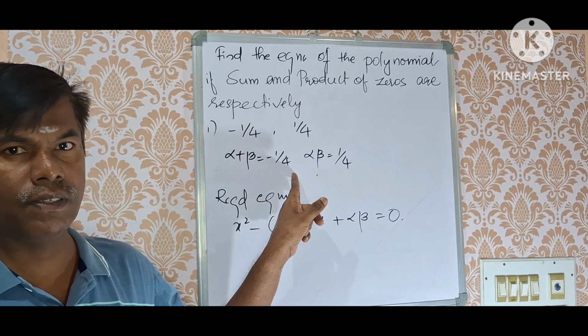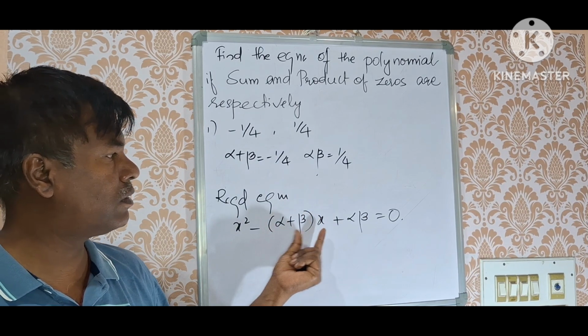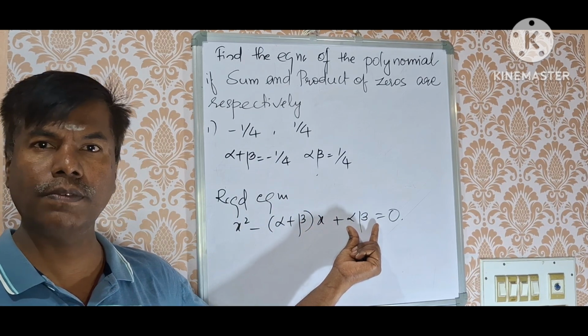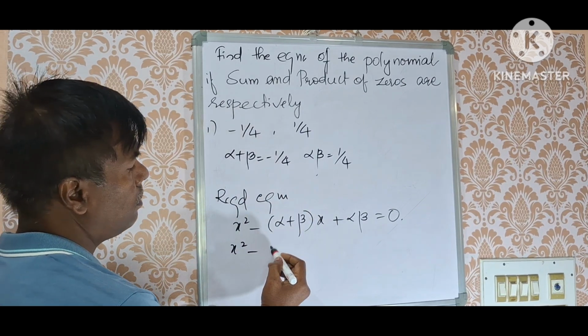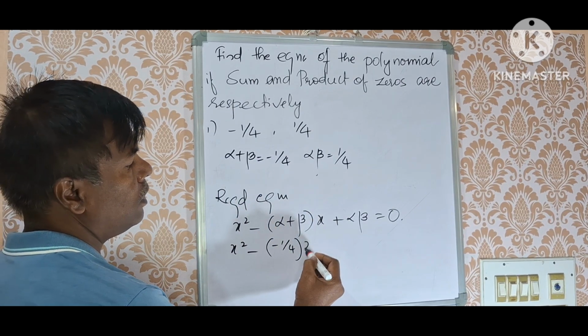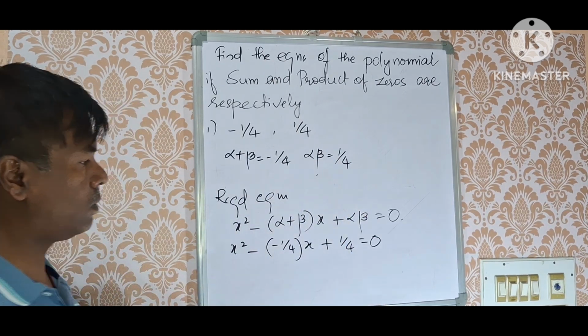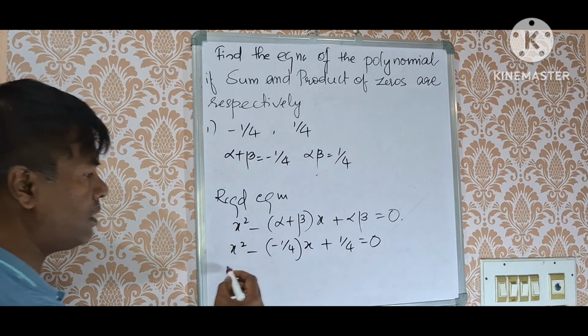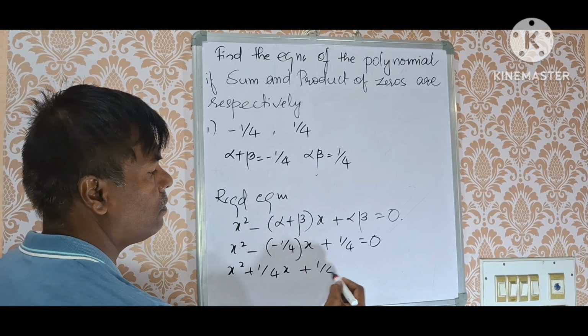The required quadratic equation will be of the form x square minus sum of zeros into x plus the product of zeros. So this is x square. What is the sum of zeros? Minus 1 by 4 into x. What is the product of zeros? 1 by 4 equals 0. This is minus into minus plus, so x square plus 1 by 4 into x plus 1 by 4.